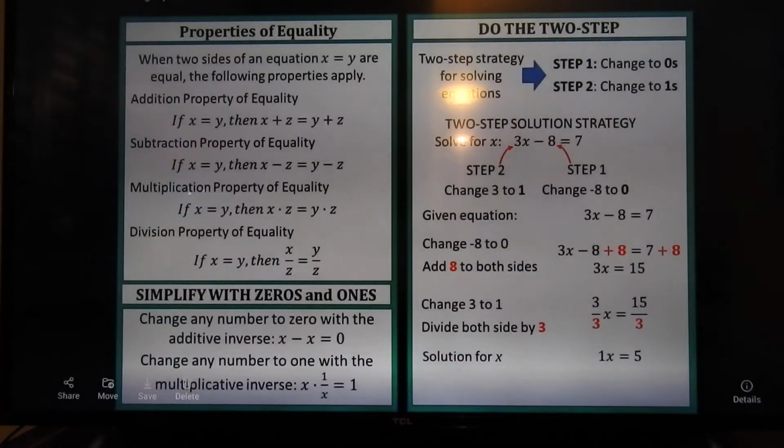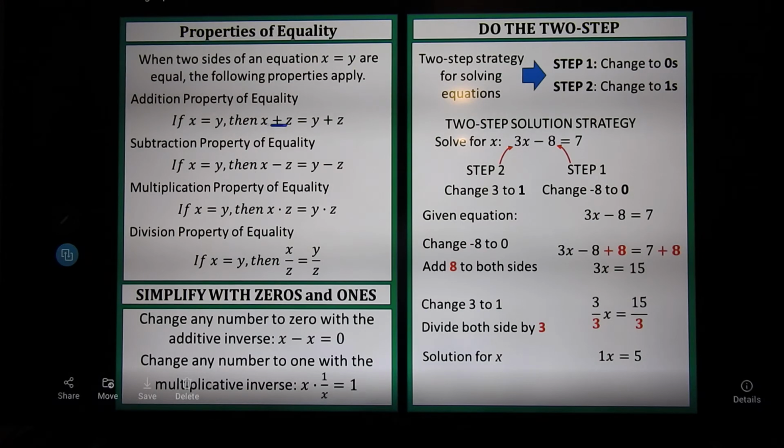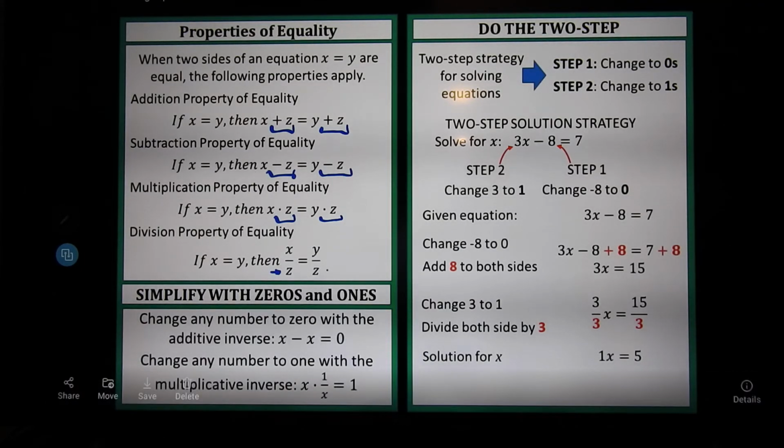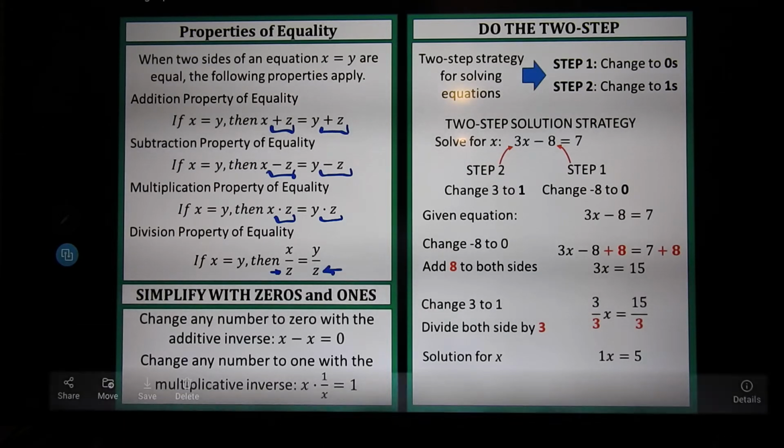And those properties of equality are pretty simple. If you add something to one side, you need to add it to the other. If you subtract something, you need to subtract it from the other side. If you multiply one side by a number, you need to multiply the other side. If you divide one side by a number, you need to divide the other side.